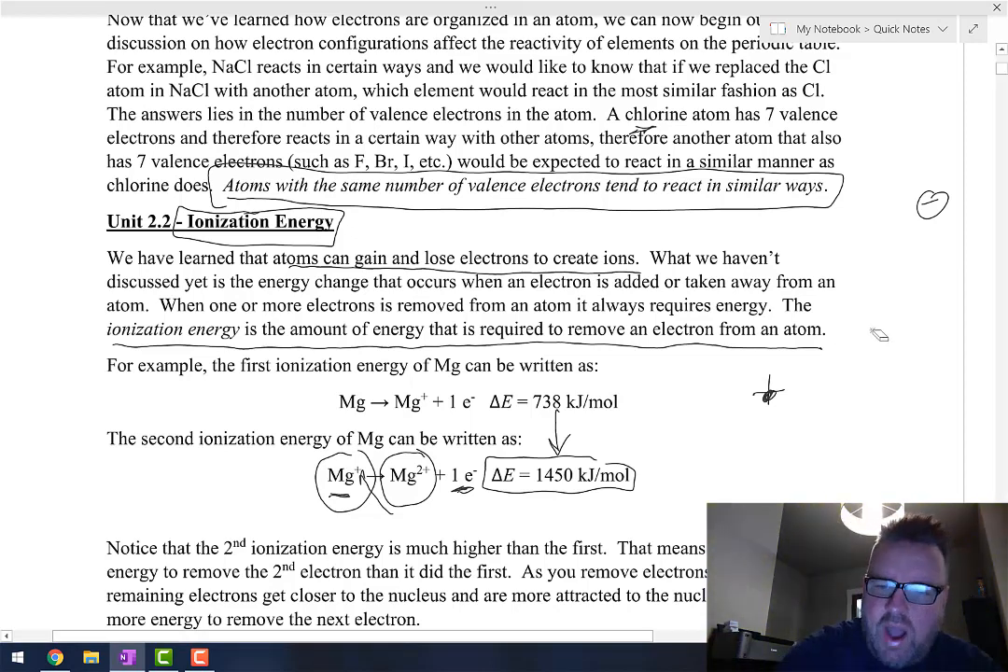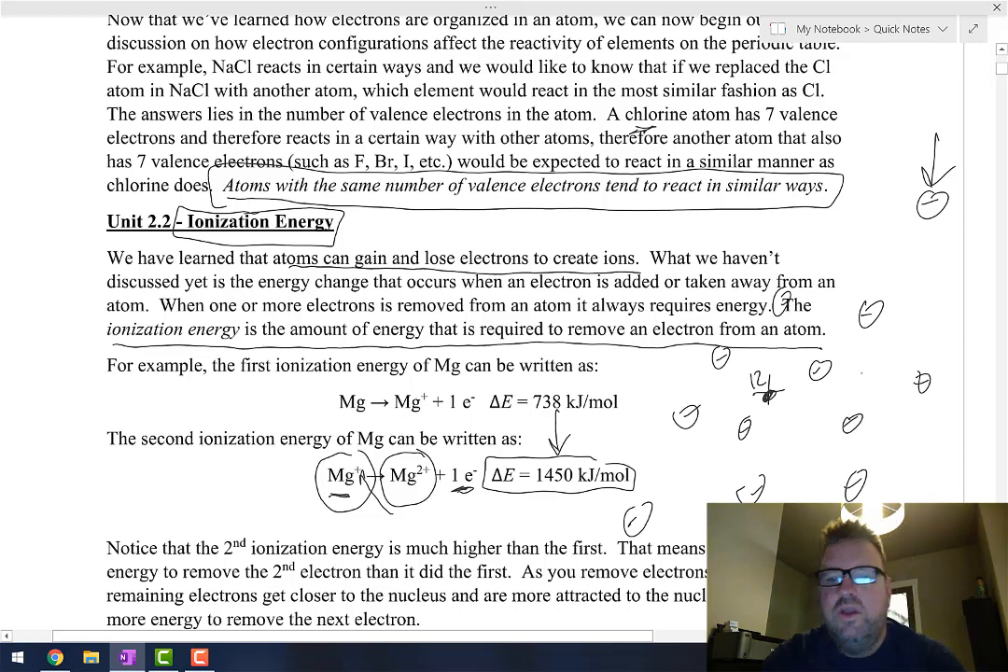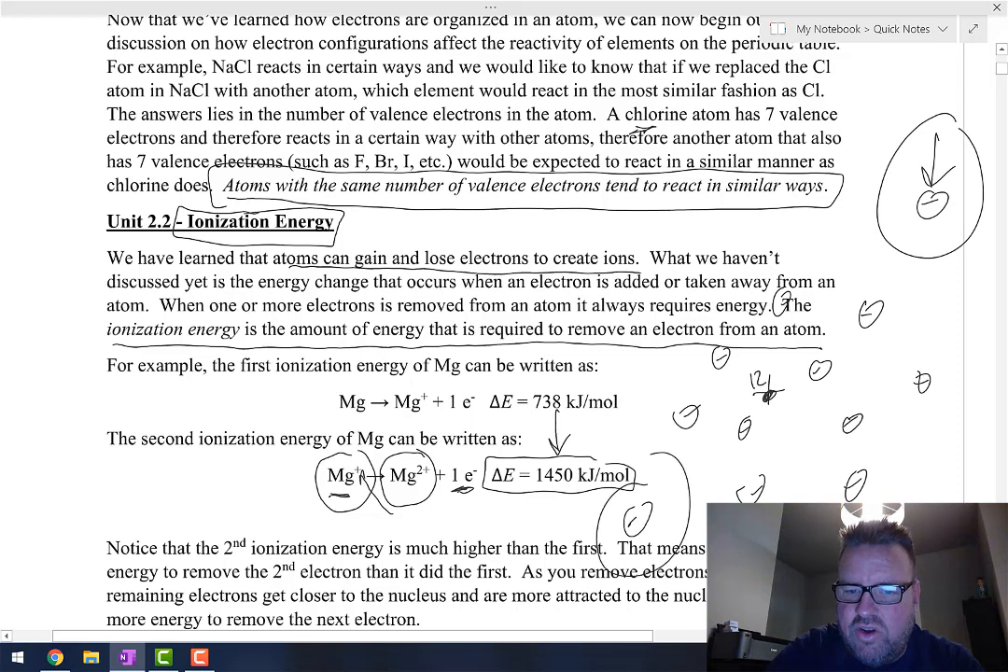Let's think about why that would happen. Let's say this is magnesium. We've got our 12 protons in the nucleus, and we've got 1s2, 2s2, 2p6, and then 3s2 way out here. So right now you've got these, this is a valence electron, that's a valence electron, and then here's all the inner shell electrons. So I take this electron away.